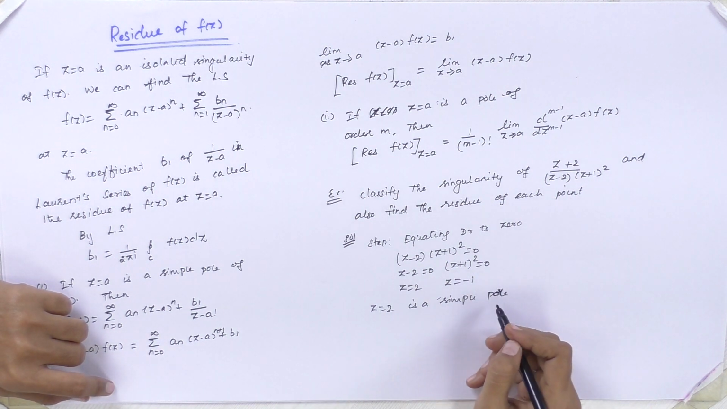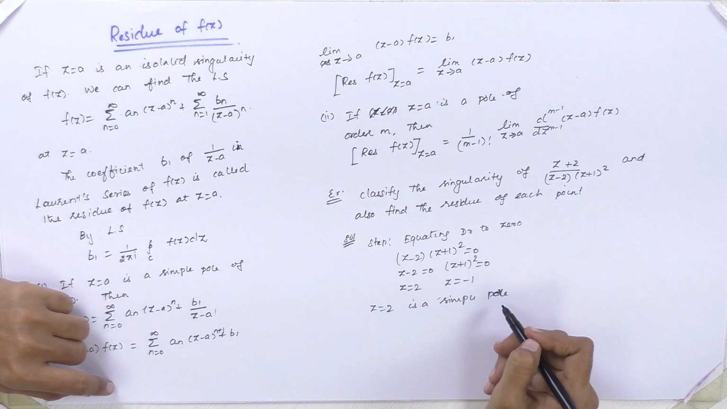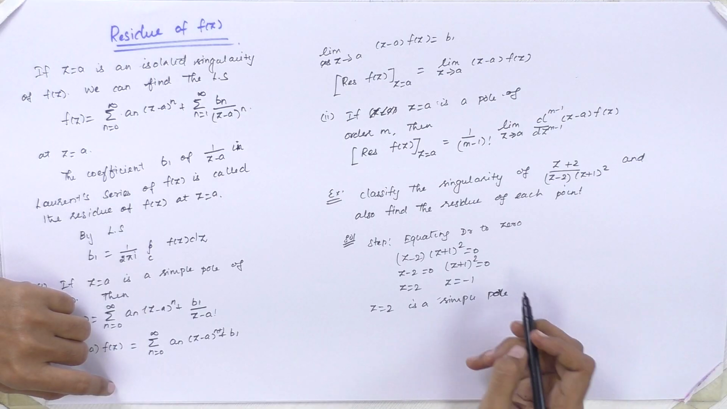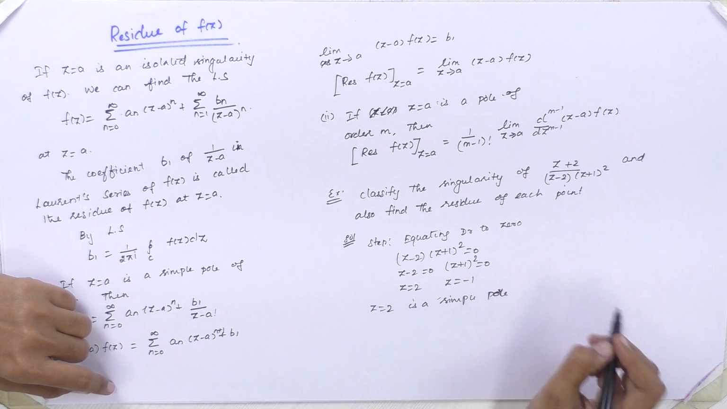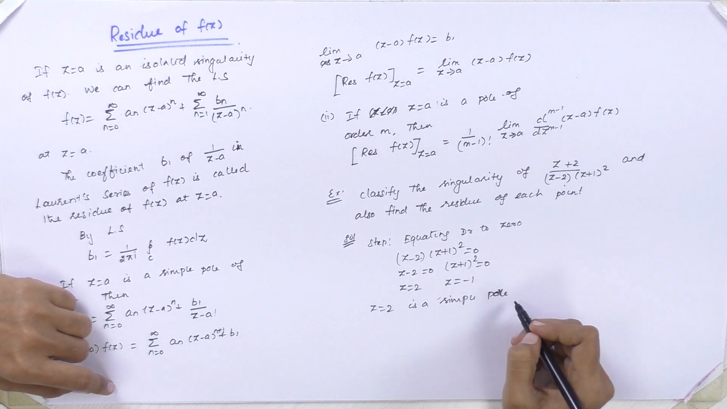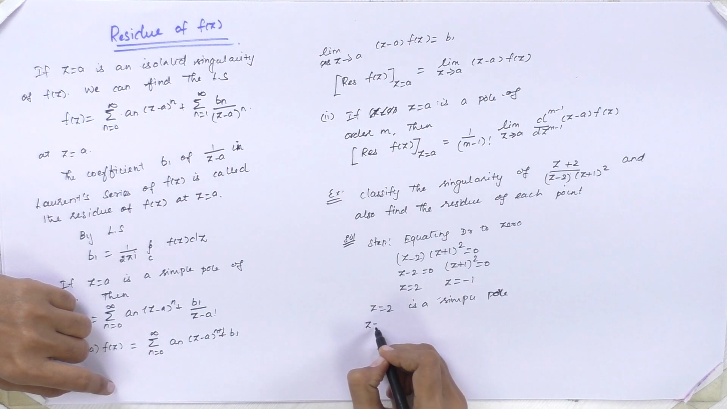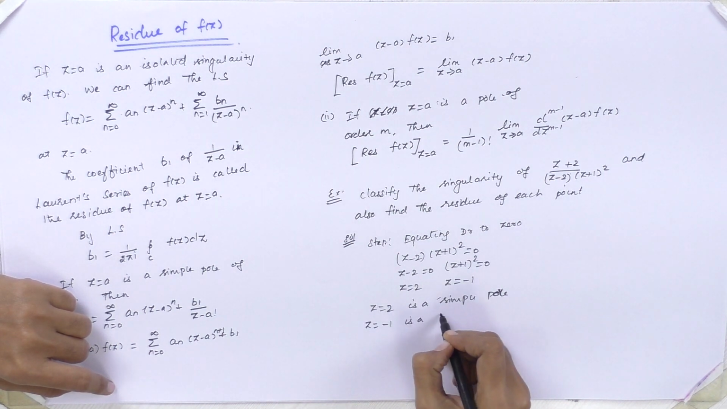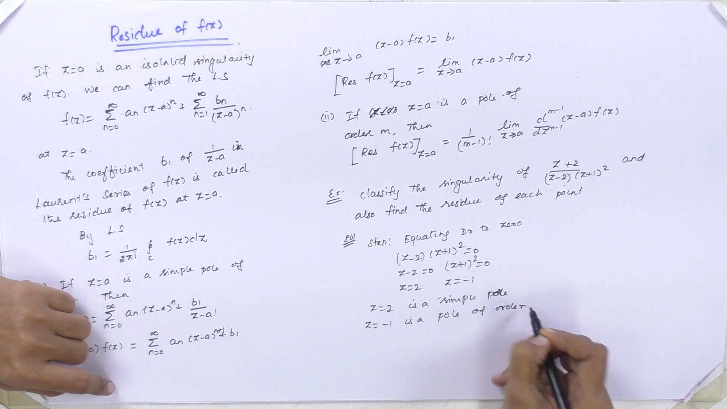As we studied in the previous video lecture, we have seen the definitions of pole, essential singularity, removable singularity, isolated singularity, and zeros of an analytic function. You can refer to that video to find the pole. z equal to 2 is a simple pole, the reason being that the order is 1, and z equal to minus 1 is a pole of order 2.